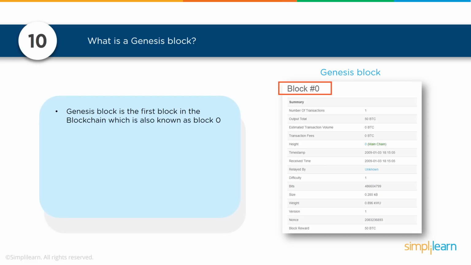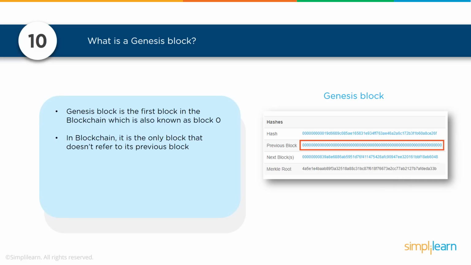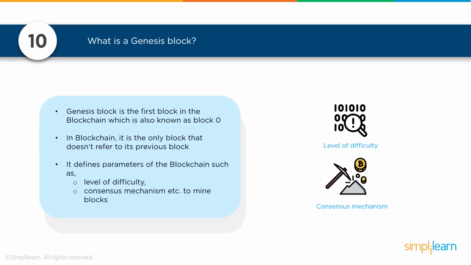Now, a very interesting question. What is a Genesis block? It's a very important question and could be asked in an interview multiple times. Basically, the Genesis block is the first block in the blockchain, which is also known as block 0. As you can see, the sequence number of this block is 0. In blockchain, it is the only block that does not refer to any previous block, so the hash value of the previous block will be all zeros because it is the first block. Also, it defines parameters of the blockchain such as level of difficulty, consensus mechanisms, etc. to mine the block. Basically, it defines the primary attributes of the blockchain which is going to get initiated from the Genesis block onwards.